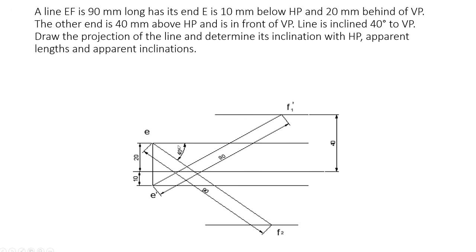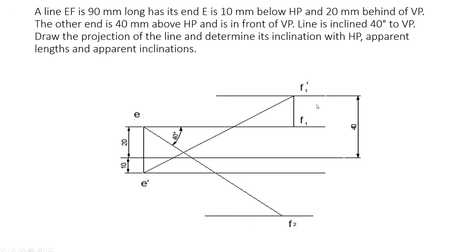Similarly, it's given that line is 40 degrees inclined to vertical plane. So from E, vertical plane inclination you can see in top view. So from E, we want to mark 40 degrees. Why is it marked downwards? Because it is given that other end is in front. So in front you cannot mark upwards, you want to mark it downwards. In front in top view is downwards. So from here you mark 90 mm at 40 degrees downwards. Name that point as F2. Draw the locus of F2 and F1 dash.